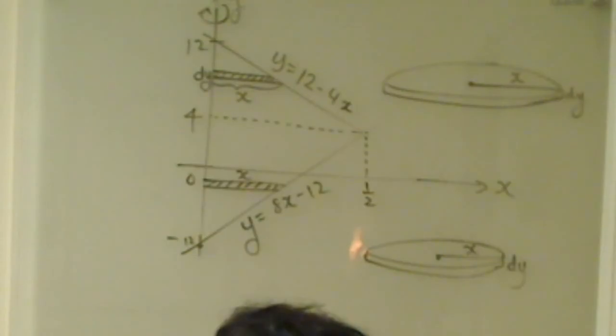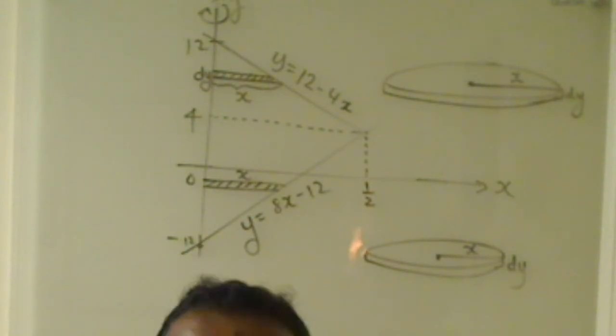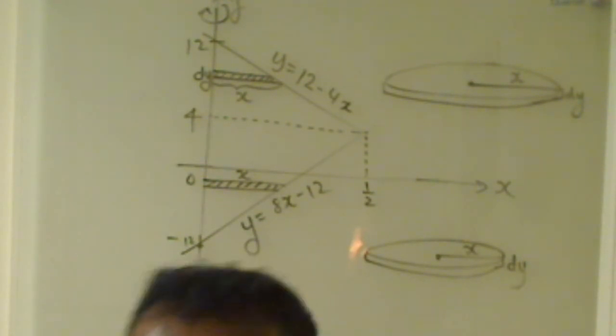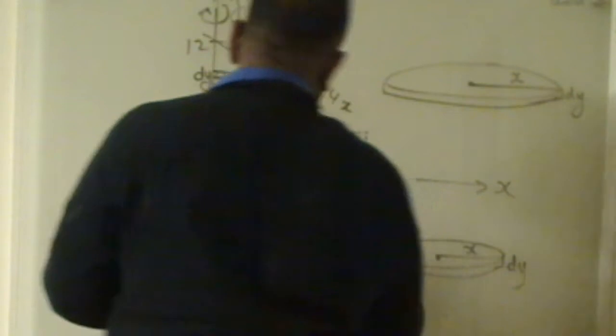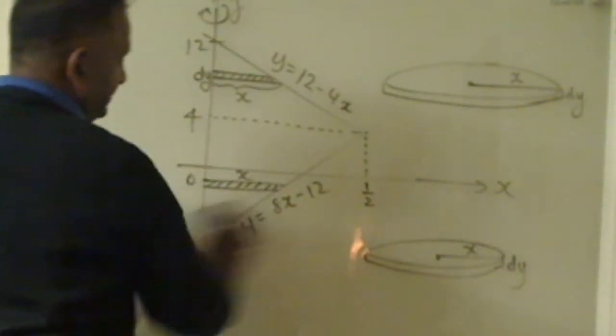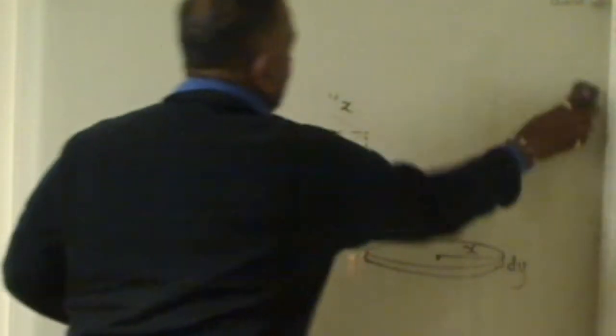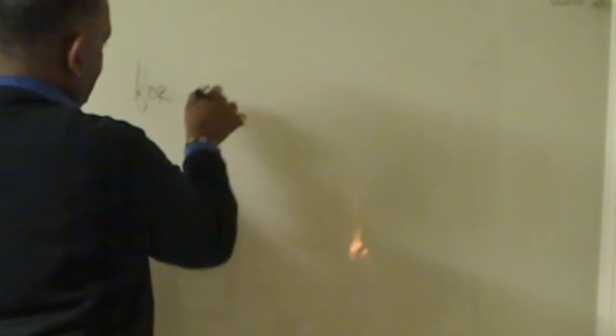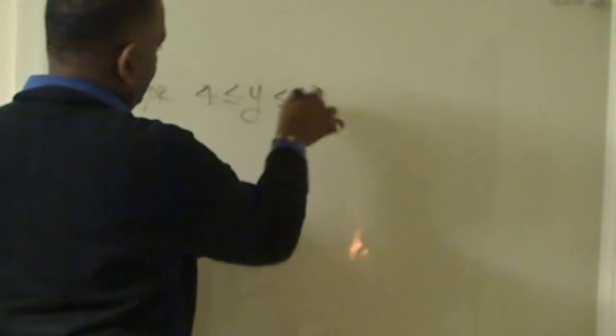Now you can see the picture clearly. Both straight lines meet at y equals 4 and x equals 1/2, so the point of intersection is (1/2, 4). Okay, so let's try to answer this question now. Since we have already developed these two, in order to answer this, I'm going to get two different regions. First one, y is between 4 and 12.